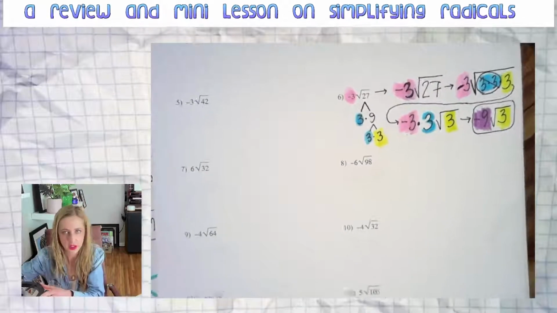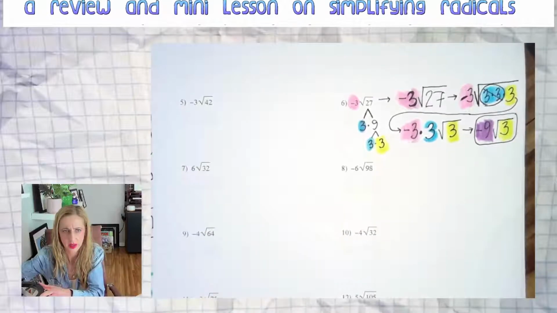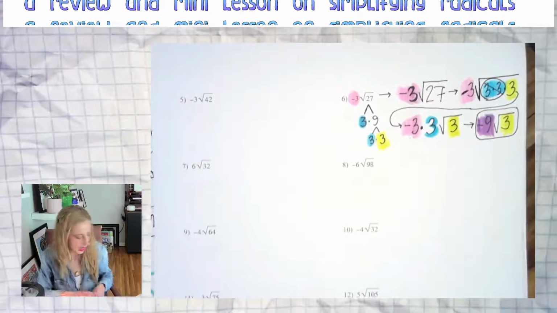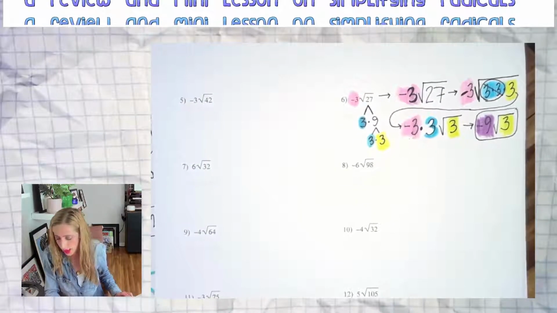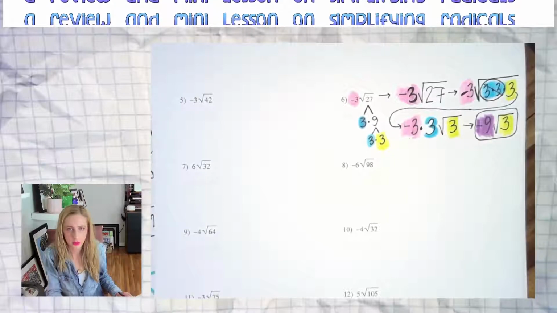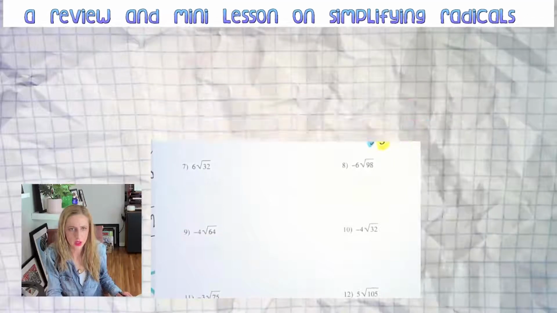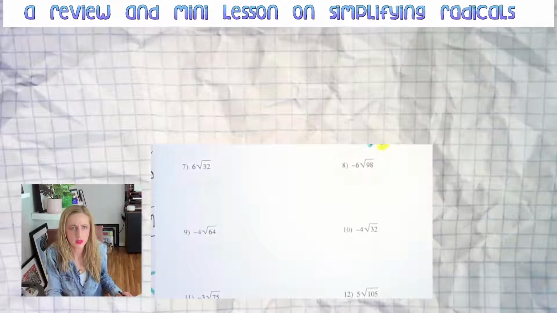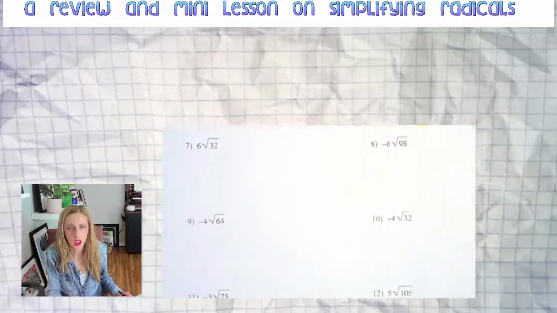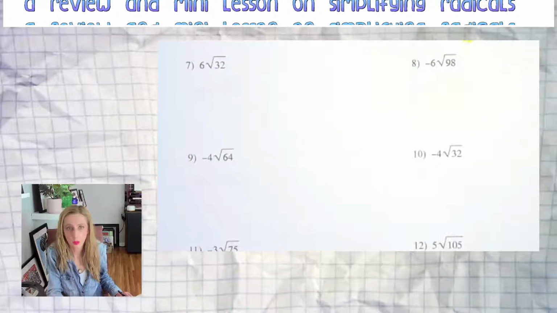All right, if you're watching right now, that means you are ready for number 9. And on number 9, we have -4 square root of 64. So I'm just going to try a little bit zoomed in like this. That should help.